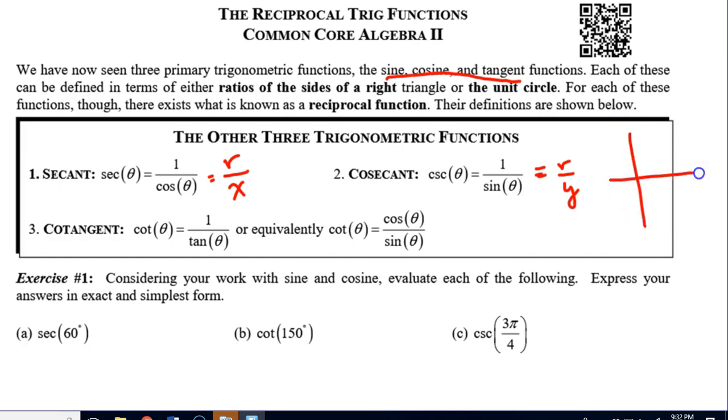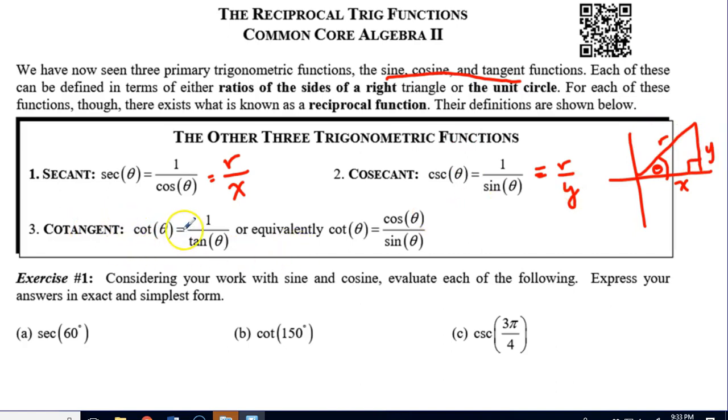If you're wondering where these r's and y's are coming from, basically envision, and we've done this before, but I'll refresh it for you, you've got a theta here. That is our reference angle of an angle in standard position. This, of course, would be the y. This would be the x. This would be the r, the hypotenuse. So cosecant would be the ratio of r over y.